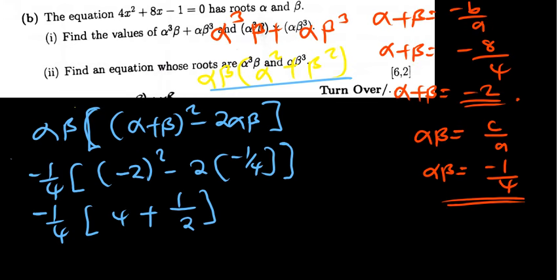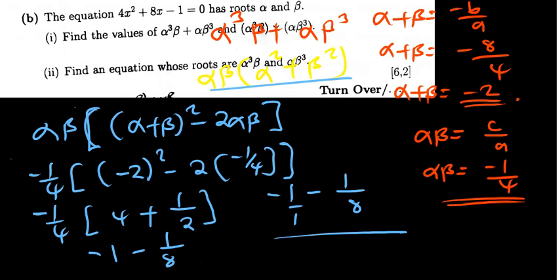If we do negative 1 over 4 times 4 here, I'll get negative 1. Minus here I'm going to get 1 over 8. Now I'm trying to simplify this. There is 1 here. The common denominator is 8. 1 into 8, 8 times that one, negative 8 minus 1.